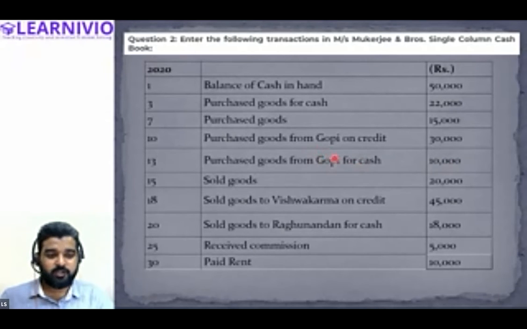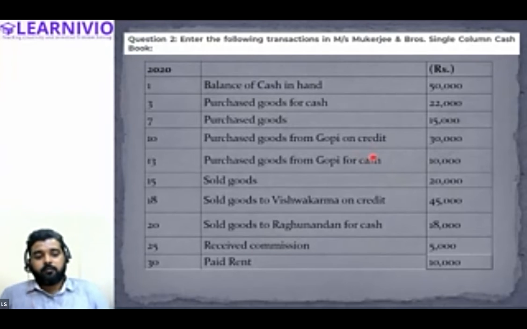Even though the name is mentioned here, we are purchasing goods from Gopi, but because it is also mentioned that we are purchasing goods on cash, it will not be treated as goods purchased on credit, because cash is already mentioned. So we have a clear idea that goods have been purchased on cash, so it will be recorded in the cash book on the credit side.